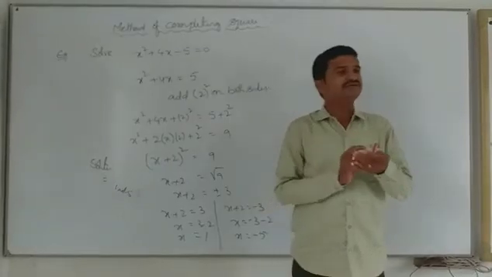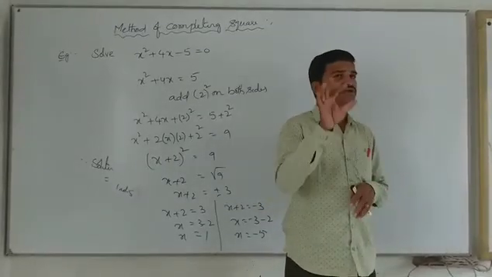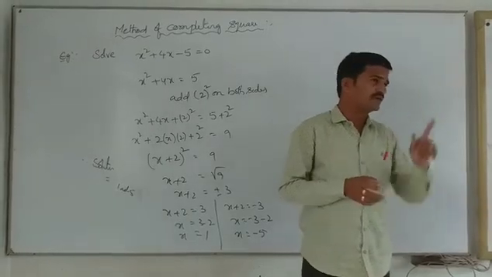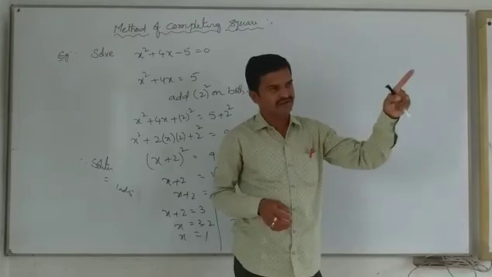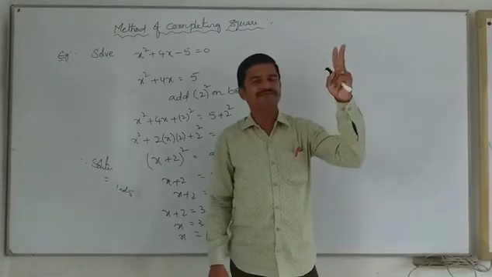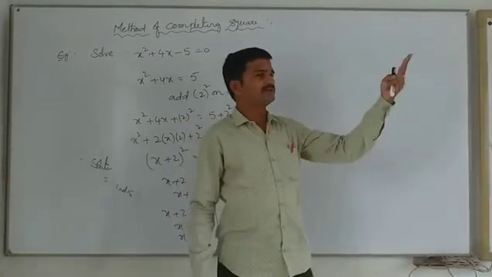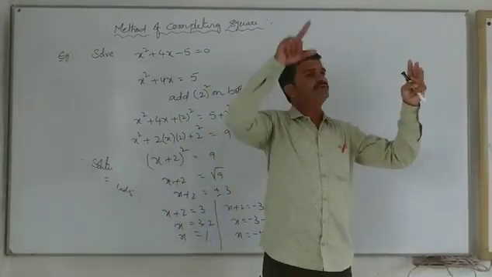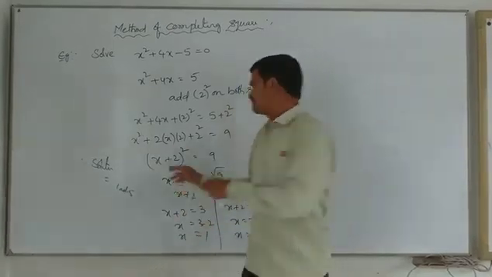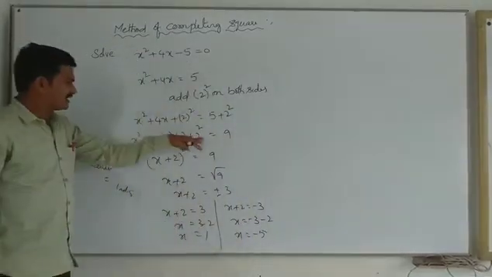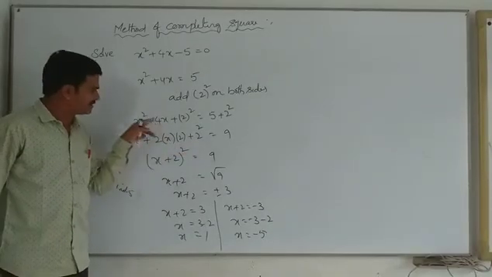So this is the way we can solve any quadratic equation by using the method of completing the square. First step is make the coefficient of x square as unity, that means 1. Second step is send the constant term to the right side. Third step is add b by 2 whole square on both sides. And then, this step is also not needed. Directly you can write it.